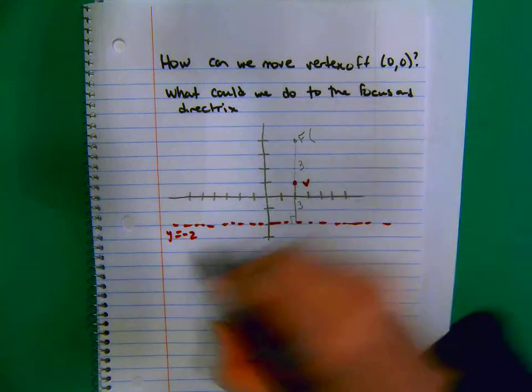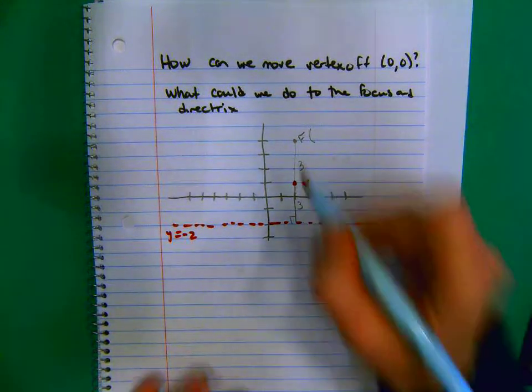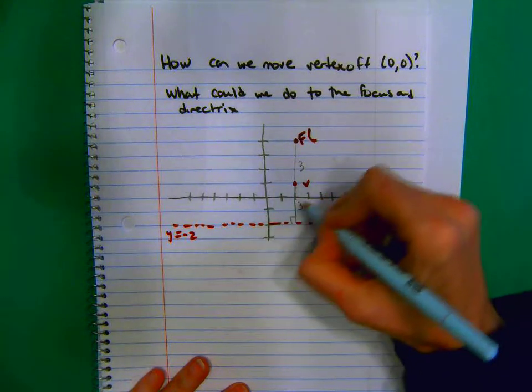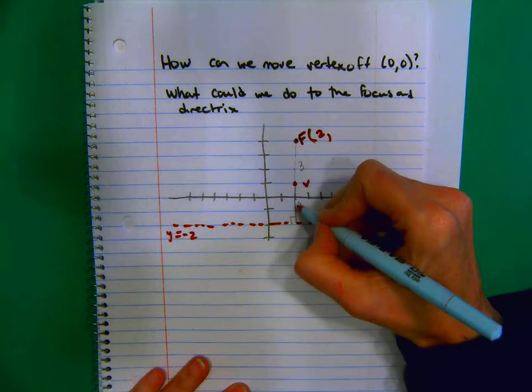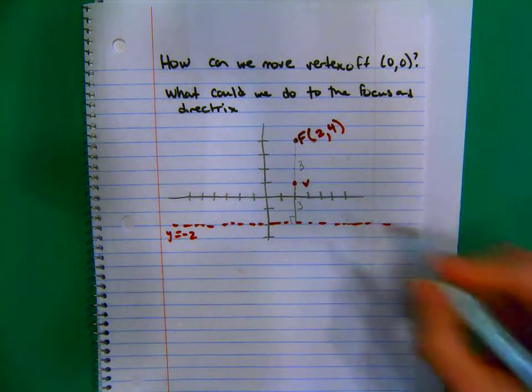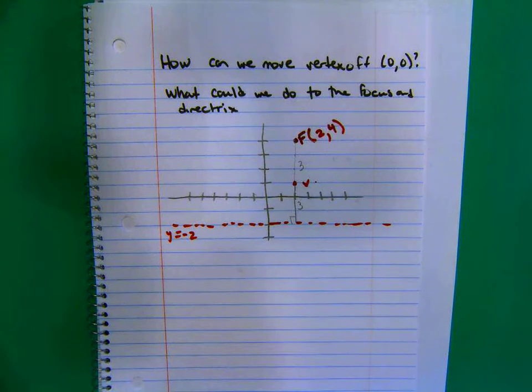In this case, at a directrix of y equals -2, and it looks like visually that our focus should be at over 2, up 1, 2, 3, 4, and that will maybe make our vertex be where we want. That's what we're thinking.